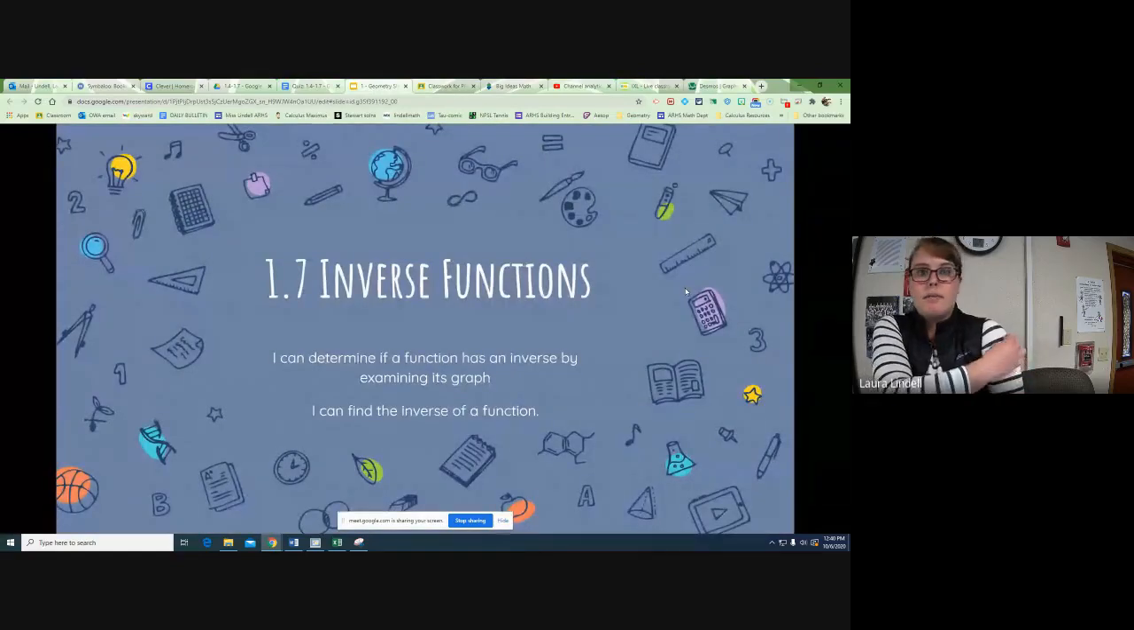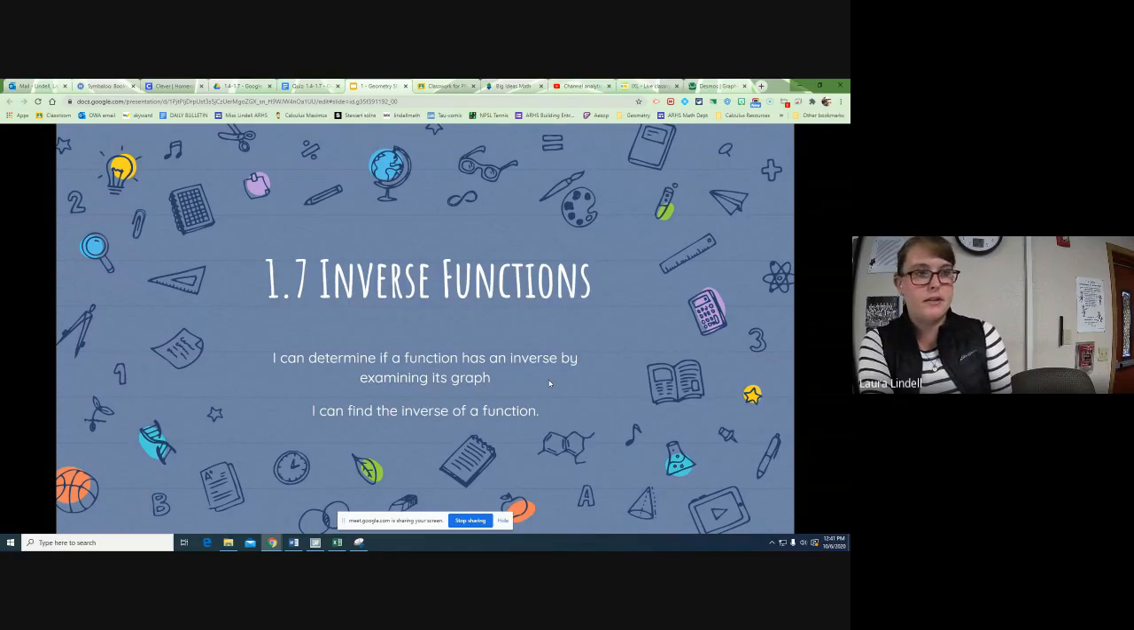Anyway, today we're talking about inverse functions. It's 1.7. Determining if a function has an inverse by examining the graph, and then once we've determined whether or not it has one, finding the inverse. Okay, so this should sound a little bit familiar, at least from Advanced Algebra Trig, hopefully. It is a review of exactly that.